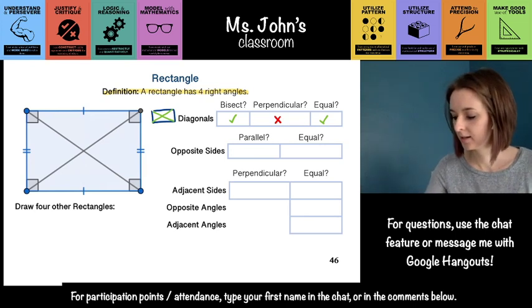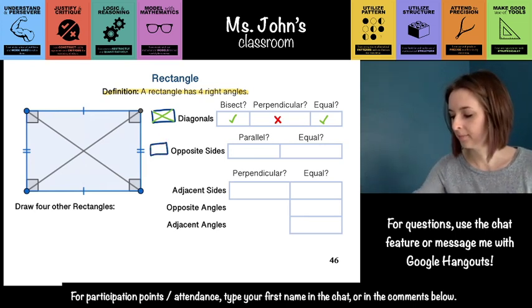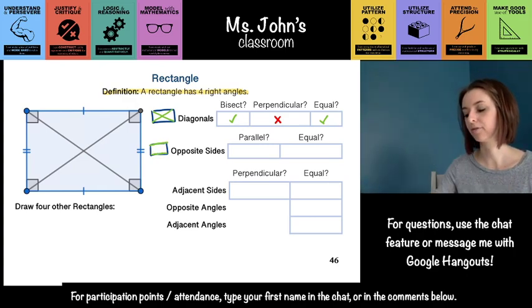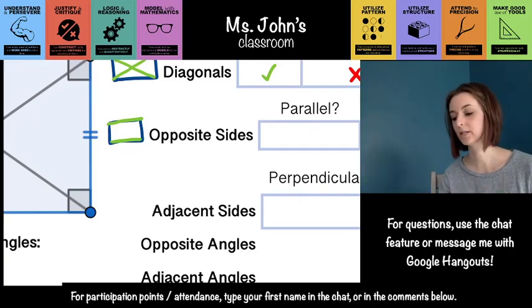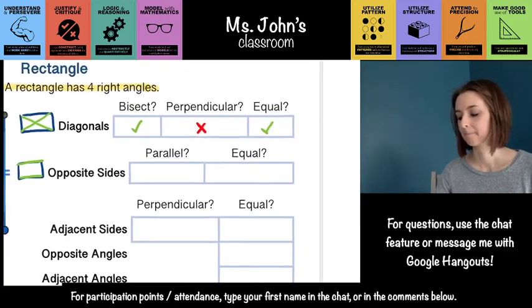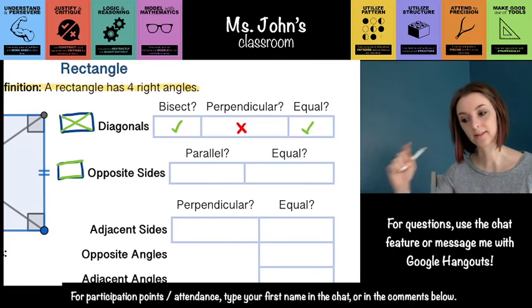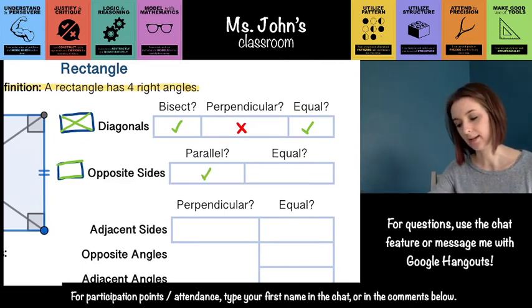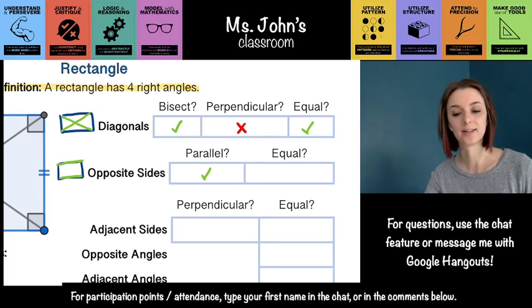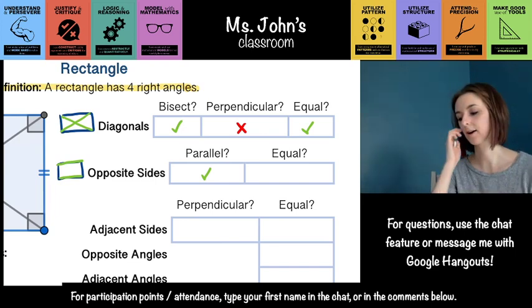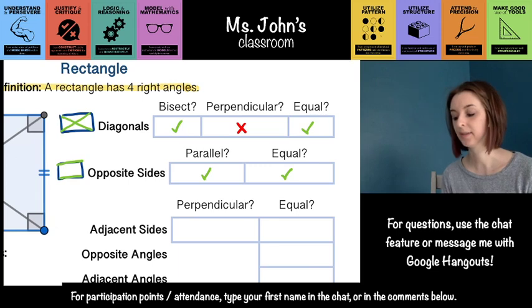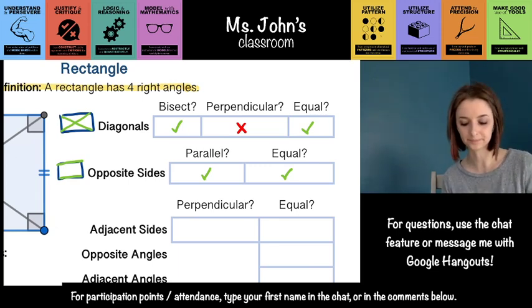Opposite sides. Opposite sides are, of course, either pair of the sides that are across from each other. The first question is, are they parallel? And the answer is yes. Because it's a rectangle and everything is at 90 degrees, they are parallel. The opposite sides run parallel to each other. They're also equal. The opposite sides have to be equal.